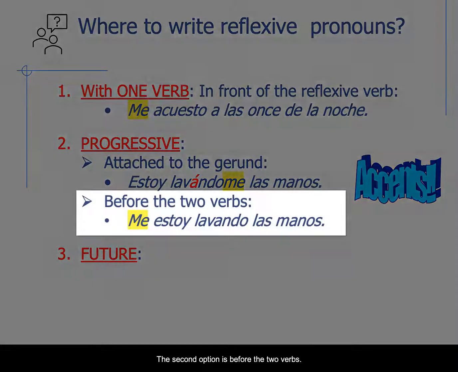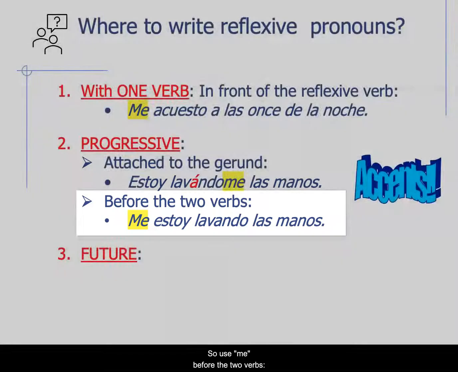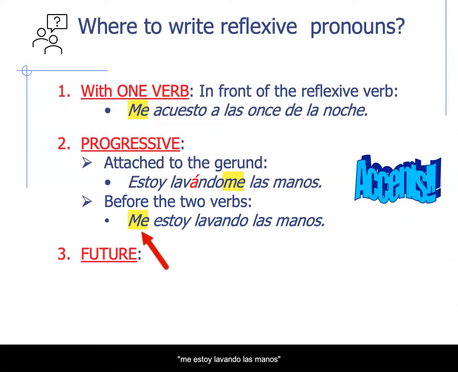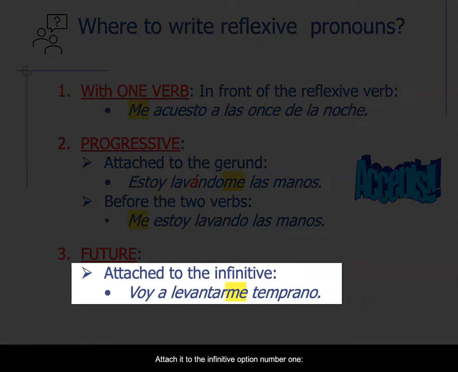The second option is before the two verbs. So use me before the two verbs. Me estoy lavando las manos. I'm washing my hands. And the last section explains how to use the reflexive pronouns when you have a form of future with the verb to go. Attach it to the infinitive.